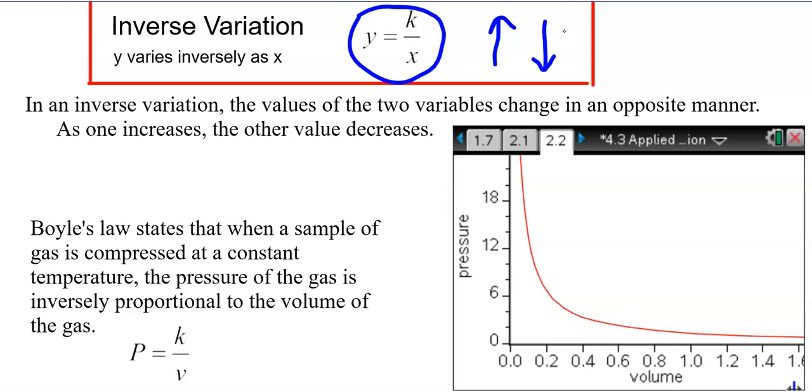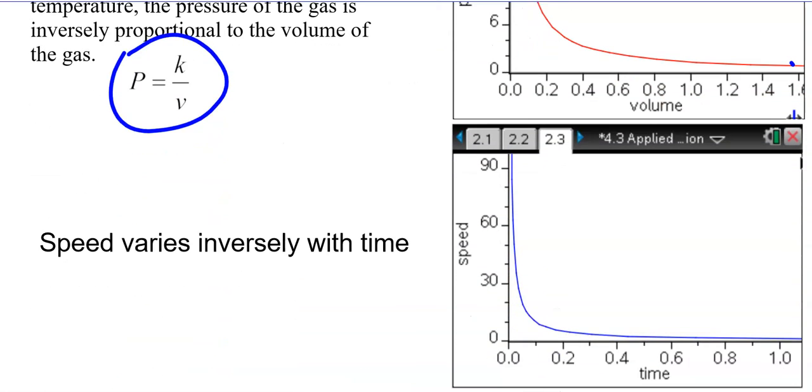So look at the graph here. This is a common kind of science class formula: pressure equals k divided by V. It's called Boyle's law. And as you see on the graph, as x is getting bigger, the y value is getting smaller. As x gets smaller, the y value gets bigger. So these things are going in reverse order.